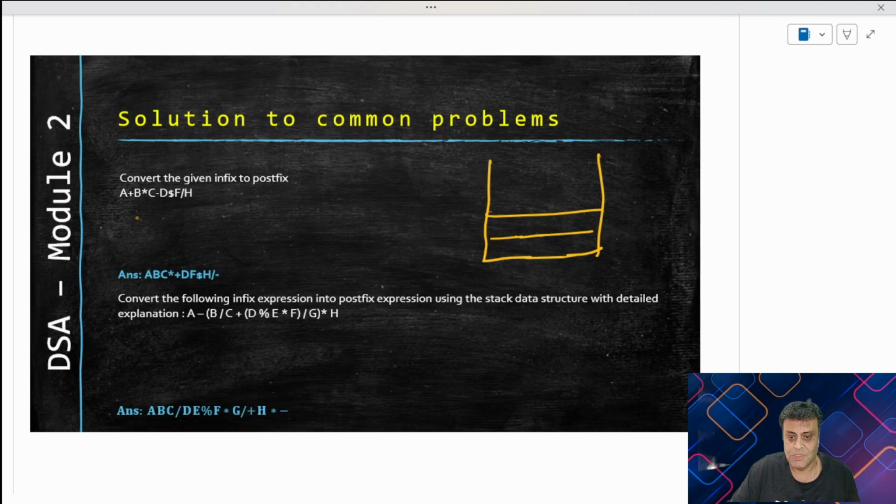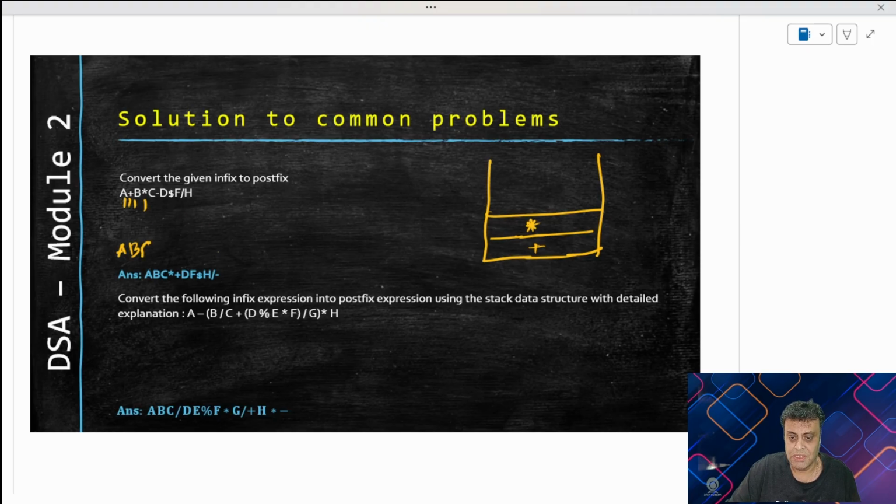So what we will do is do it again. A comes to the output, plus goes to the stack. B comes to the output. Let me put the tick marks, otherwise I'll miss it again. So A, B plus is done. Star, I can put star here. Yes, I can put star here because it is higher precedence.